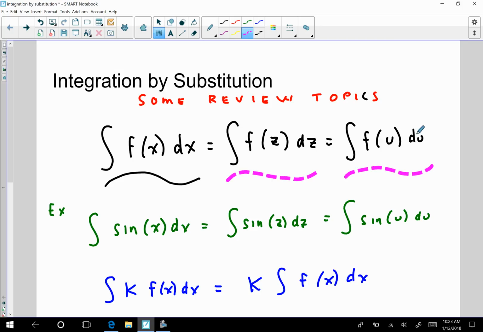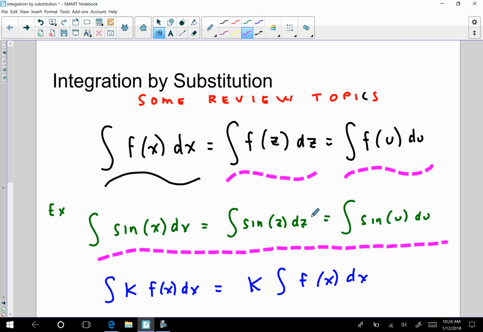Example, if I have the indefinite integral of sine of x dx, that's the same as the indefinite integral of sine of z dz, same as the antiderivative of sine of u du. Now, the antiderivatives will have the respective variables, but the variable is just a dummy variable. We just happen to use x a lot because we have learned for a million years that x is the horizontal, and x is the variable that is most prevalent in our study of mathematics.